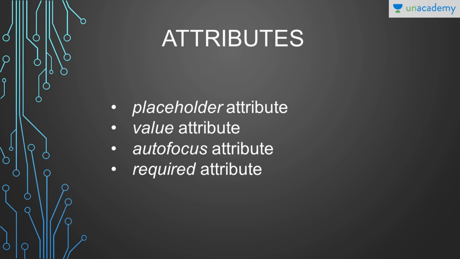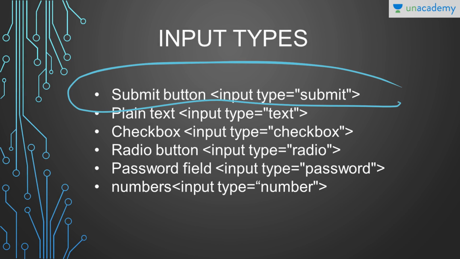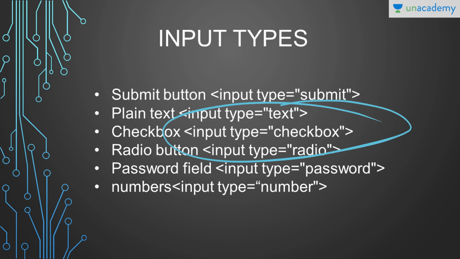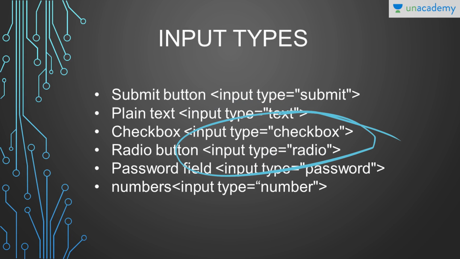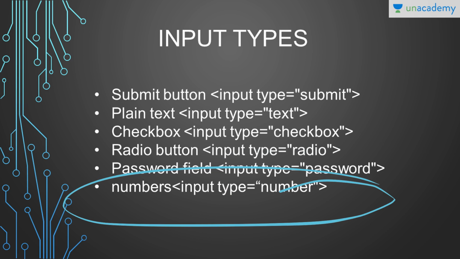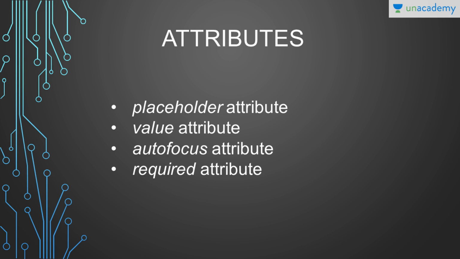So we can see here that for a submit button we will be using input type submit. For plain text we will be using input type text. For a checkbox, we will be using input type checkbox. In the same way, for radio buttons we will be using input type radio. For a password, we will be using input type password, and for numbers, we will be using input type number. So in this way, we can use different input types.